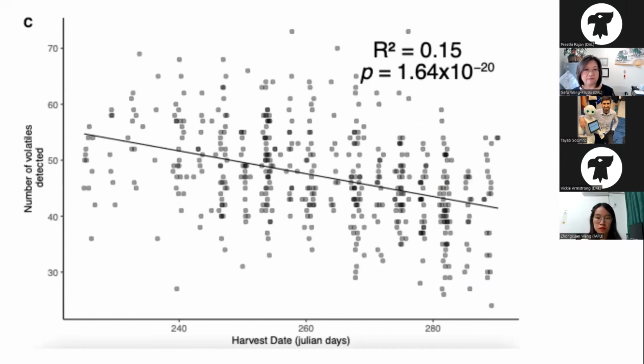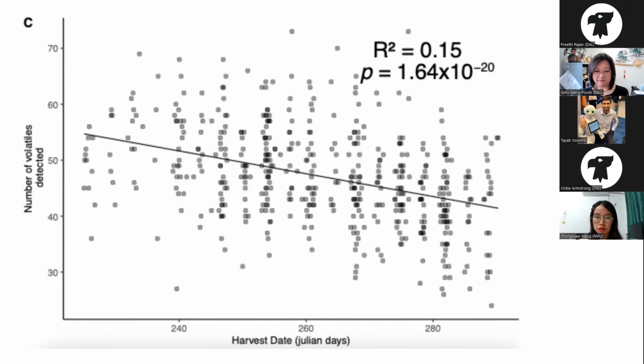As mentioned before, the time it takes for an apple to ripen is associated with its volatile profile. But how does the volatile profile differ exactly between early and late harvested varieties? To answer this question, I have the harvest season on the x-axis. This is the harvest date based on Julian days, which is the days that have elapsed since the start of the year. And on the y-axis, we have the number of volatiles detected. We see that the harvest date varies over a 3-month period from late August to November.